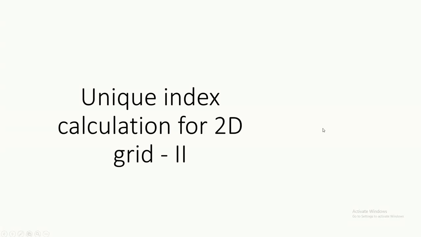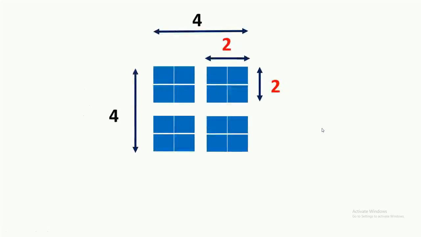Let's see another example of global index calculation for a two-dimensional grid. Here is the grid we are considering. We have 16 threads arranged into 2 thread blocks in X dimension and 2 thread blocks in Y dimension, each thread block having 2 threads in X dimension and 2 threads in Y dimension. The difference of this grid from the grid we saw in the previous video is that here thread blocks are also two-dimensional.